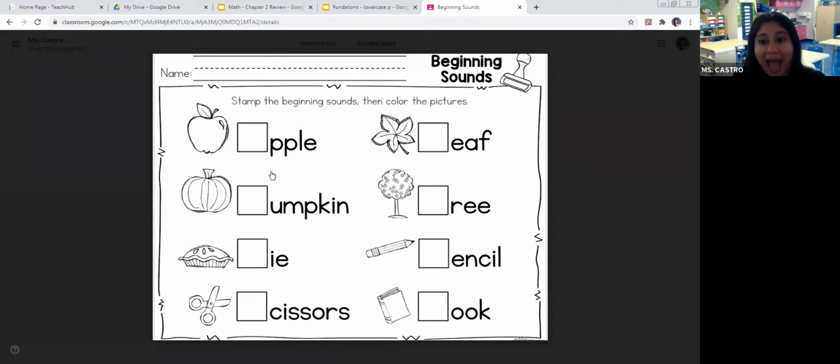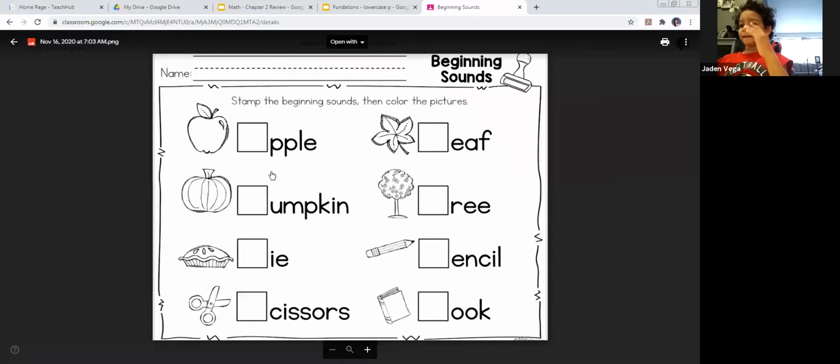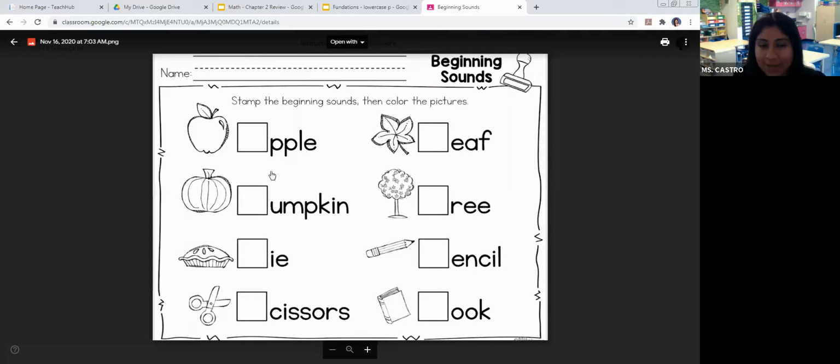So the first one is apple. Who can help Miss Castro figure out what letter makes the sound ah? Raise your hand if you know, and I will call on you. Jaden, I think I see your hand up. Go ahead, Jaden. What sound makes ah? What letter is that? A. Very good, Jaden. Excellent job. So in the square, next to the picture of the apple, you will form the lowercase a.